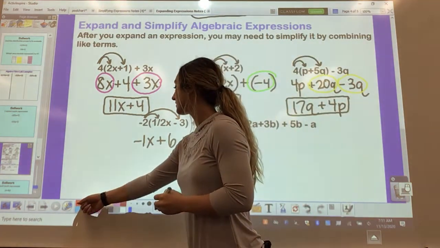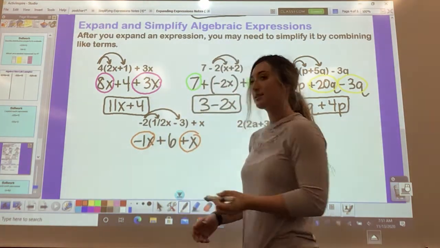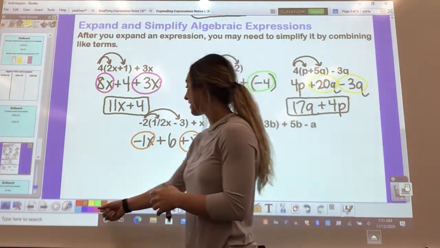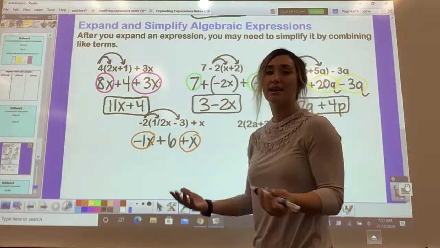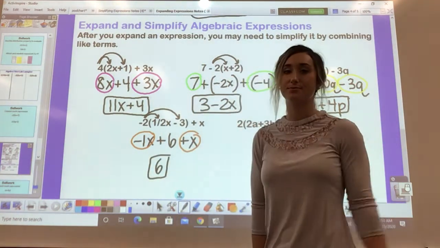Then our like terms here would be the negative 1x and the positive 1x, which will disappear. If you think of it in terms of algebra tiles, those would disappear or they add up to 0, just leaving us with 6.